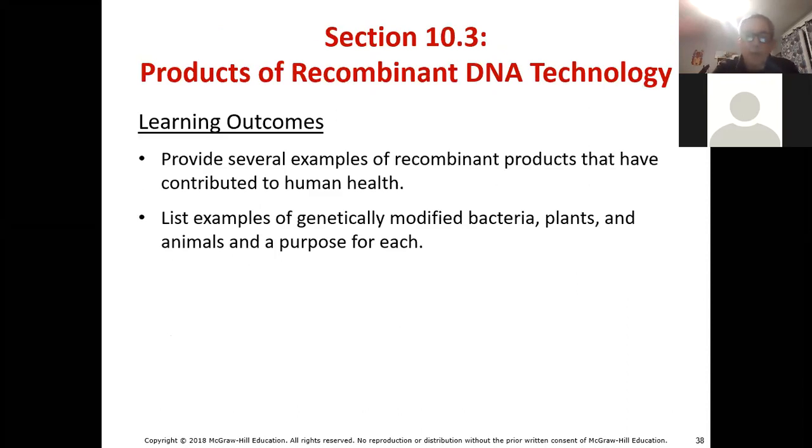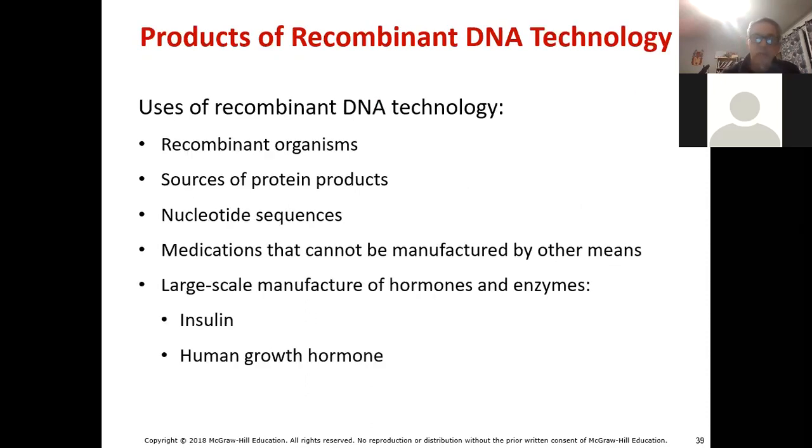So products of recombinant DNA technology will provide some examples of recombinant products that have contributed to human health. We're going to list some examples of genetically modified bacteria, plants, animals, and a purpose for each. Anytime you introduce new genetic material into an organism, it becomes a recombinant organism. These can be a source of protein products, nucleotide sequences, and medications that cannot be manufactured by other means. We use them in the large-scale manufacture of hormones and enzymes like insulin and human growth hormone.